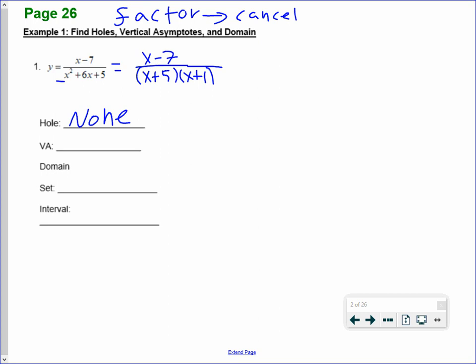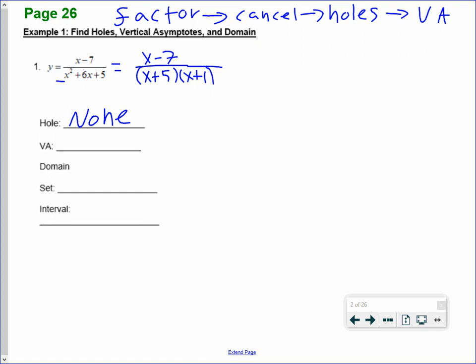Now, let me finish up what we have up here. After we factor, if we cancel, we're going to look for holes. And after we look for holes, we look for vertical asymptotes. So I just want to finish up that little sequence of how you should go about this problem. You factor first, then you cancel out similar factors. You look for holes, and then you look for vertical asymptotes. So we factored, we can't cancel anything, and we look for holes, we don't have any holes.